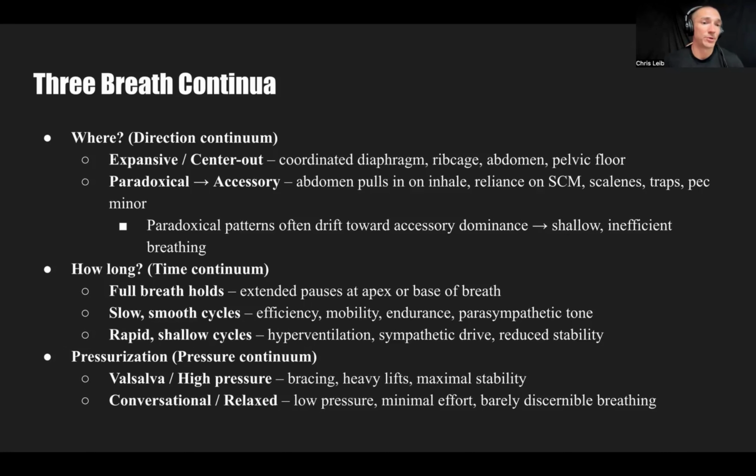All right, but just from a time perspective, on one end of the spectrum, we're not breathing at all, we're just holding the breath, and on the other end of the spectrum, we're breathing too rapidly and we're closer to hyperventilation. And then pressurization, or how intense we want to be with the breath, is really dependent on the intention of the activity. So we may be on one side of the spectrum in a Valsalva maneuver or very high pressure situation where we're bracing, and this is going to be during heavy lifts. We're trying to maximize stability, especially in the lumbar region. And then on the other side, we're more relaxed, we're conversational with our breath, where the pressure is lower internally. We have minimal effort, or we might even get to something that's more of a barely discernible breath.